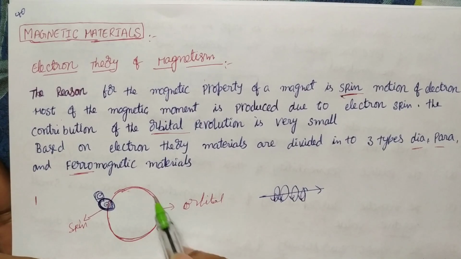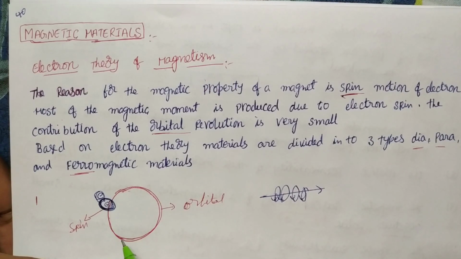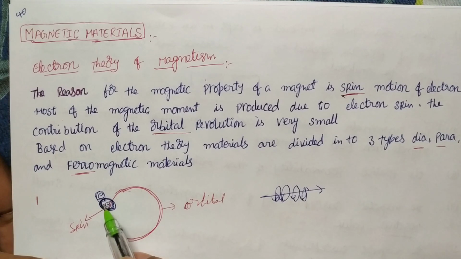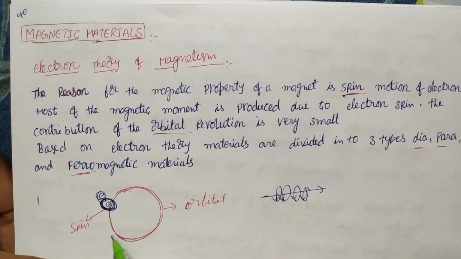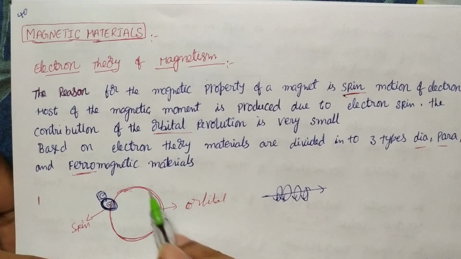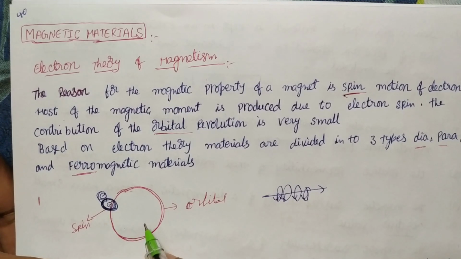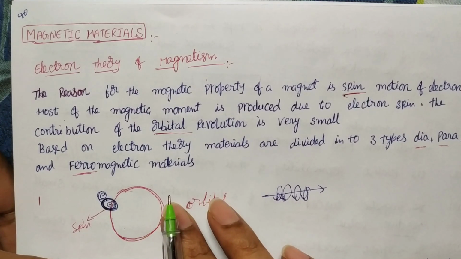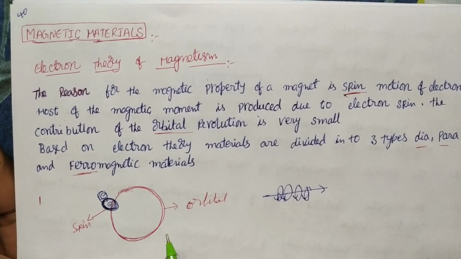Similarly, here electrons are revolving in the orbit, which creates a magnetic field, and the spinning of the electron also creates a magnetic field. But compared to the spinning of the electron, the current is very high because the radius is very small with fast revolution, here slow revolution. Because of that, the magnetic field due to the rotating of the electron in the orbit is less compared to the spinning of the electron. So electron theory is mainly based on the spinning of the electron, not the electron rotation in the orbit.